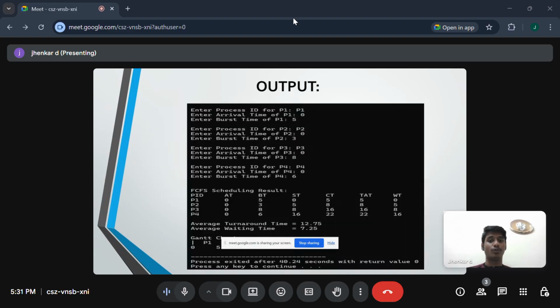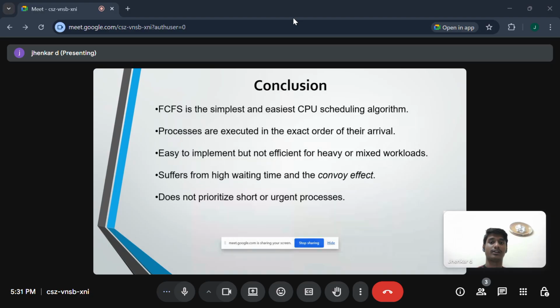This slide displays the output of my FCFS, first come first serve, program. It includes the Gantt chart and the performance metrics for all processes. The output clearly shows the execution order based on arrival times. From the results, we can easily observe the waiting times and turnaround times, which differ depending on arrival and burst times. Next, we can go through the conclusion.